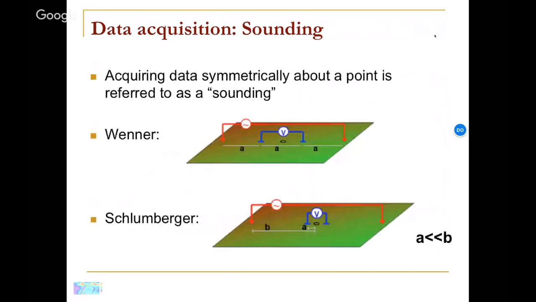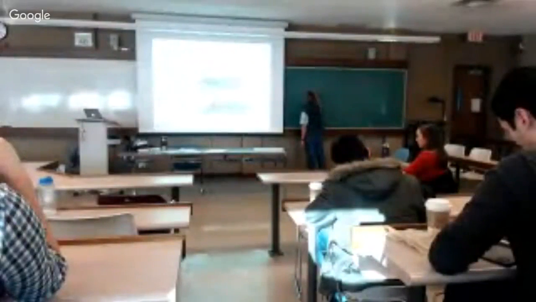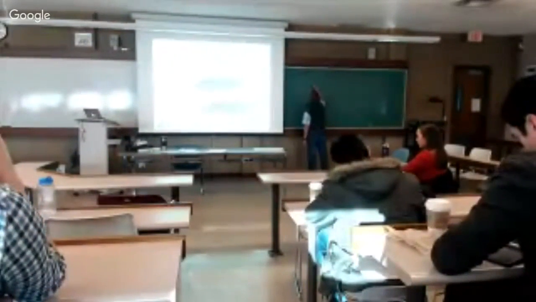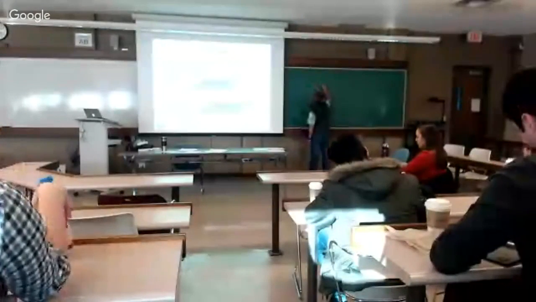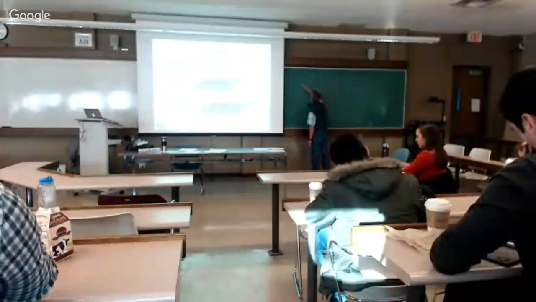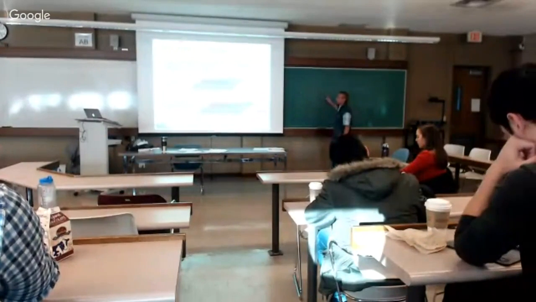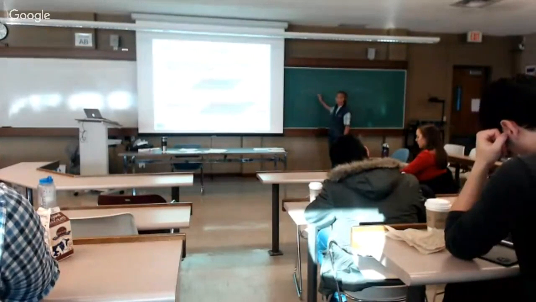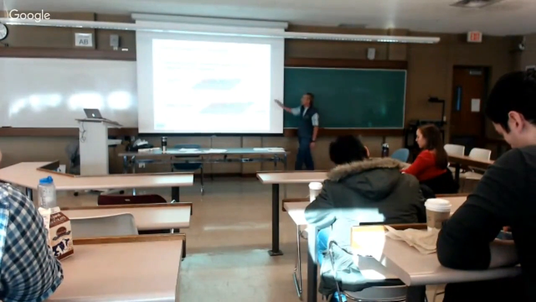There's a whole host of ways that you can acquire data, and you'll see different names for different types of surveys. A lot of these have a degree of symmetry attached to them. This one, for instance, has four electrodes, and they're each the same distance apart. So I've got a current electrode, and then some distance A, I've got a potential electrode. So here's A, M, and B, and all of these are a distance A apart. That's a configuration people have taken data with for years, so you're going to see that name. It's called a Wenner array.